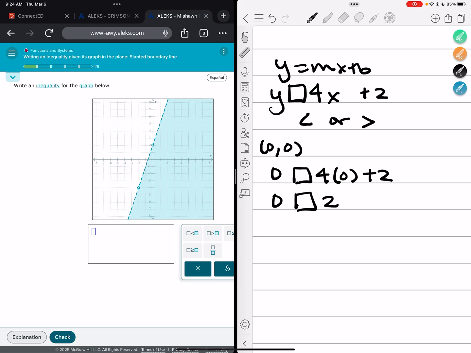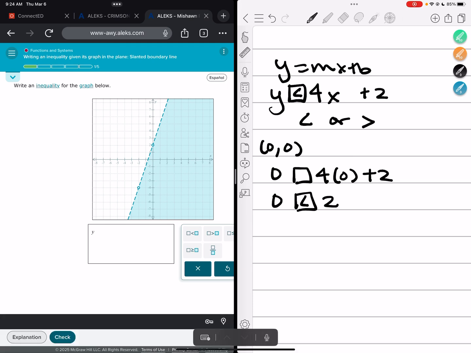Now the question is what belongs there? Less than or greater than? Well, if I think about this, 0 is definitely smaller than 2. So Pac-Man wants to eat the 2, so this means that I should put a less than sign right there. So that's what goes right here. Meaning when I write this out, I'd write y is less than 4x plus 2, which we can check.